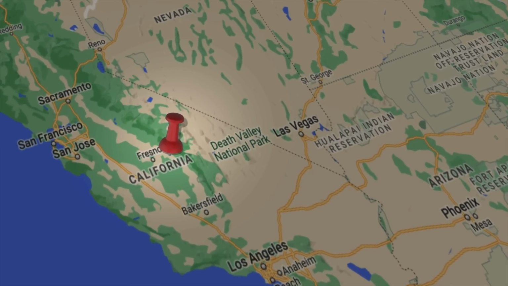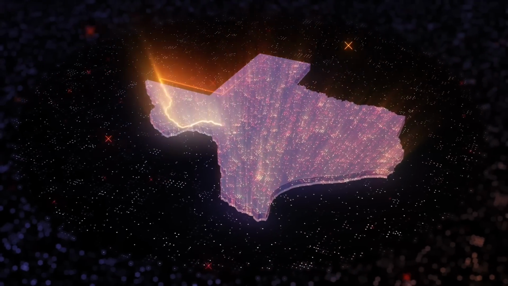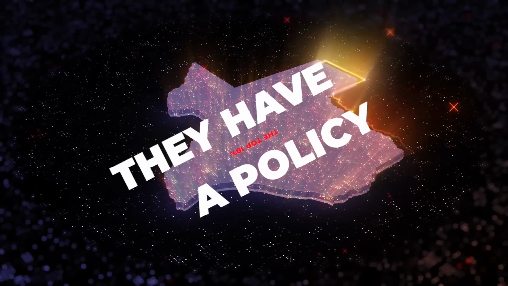Now, you may be surprised that some states have already banned the practice of race-based admission policy. For instance, we have extremely liberal California, who banned it back in the 90s, and conservative Texas, who also banned the process. But first, let's start in Texas. See, in Texas, they have a policy called the top 10%.